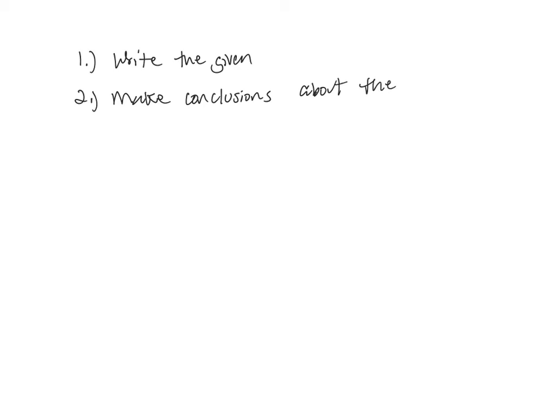All right, so let's look at another one. So let's first, here's kind of some steps to writing a proof. So we're going to write the given, and then we're going to make conclusions about the given. And sometimes you can do that, sometimes you can't. It just depends on what it says. So I'll give you a little hint on today's assignment.